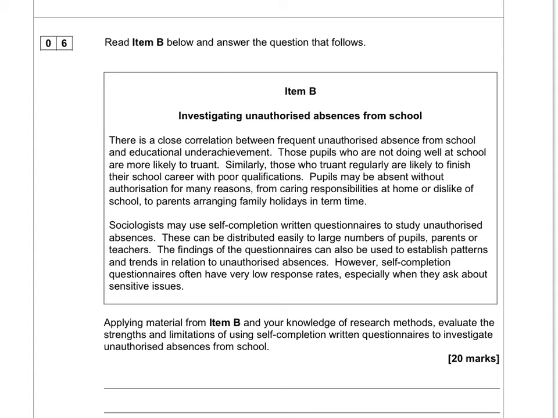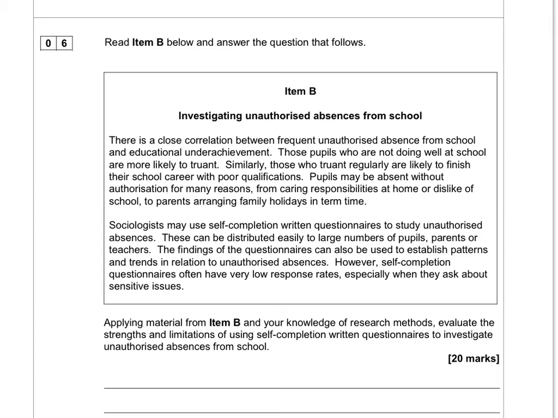Sociologists may use self-completion written questionnaires to study unauthorised absences. These can be distributed easily to a large number of pupils, parents or teachers. The findings of the questionnaires can also be used to establish patterns and trends in relation to unauthorised absences. However, self-completion questionnaires often have very low response rates, especially when they ask about sensitive issues.